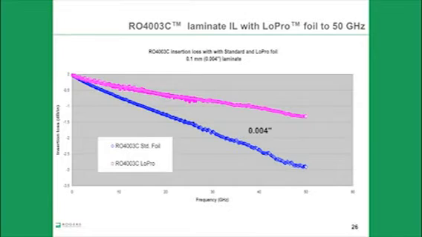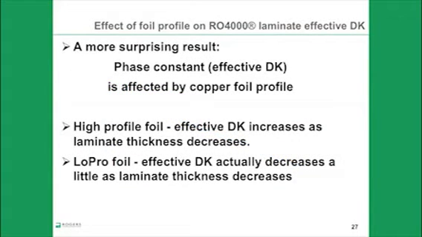A more surprising result is that the phase constant, or essentially the effective Dk, can be substantially affected by the copper foil profile. With the high profile foil, the effective dielectric constant increases as laminate thickness decreases, and with the low profile foil, the effective Dk actually decreases a little as laminate thickness decreases.